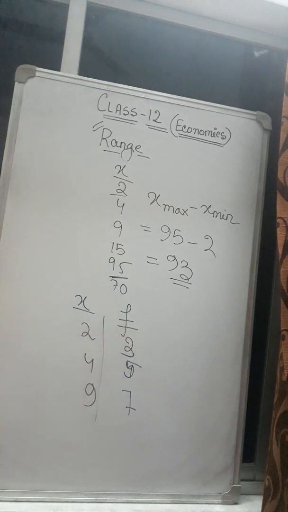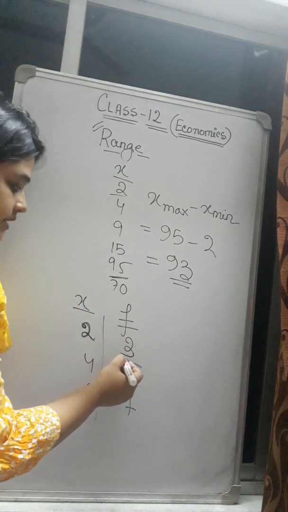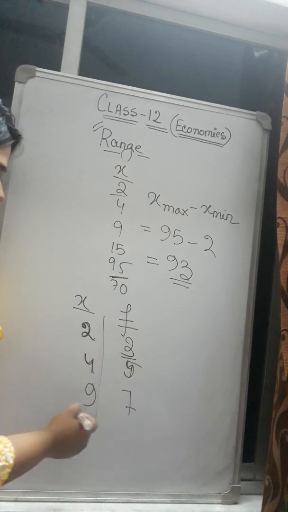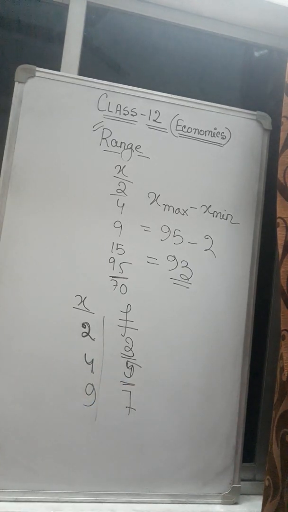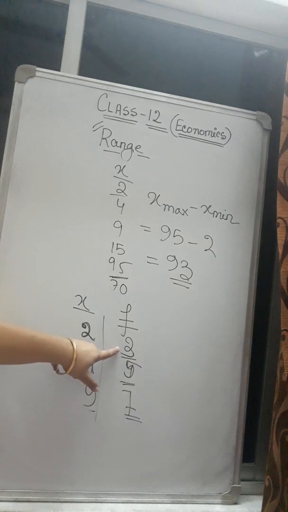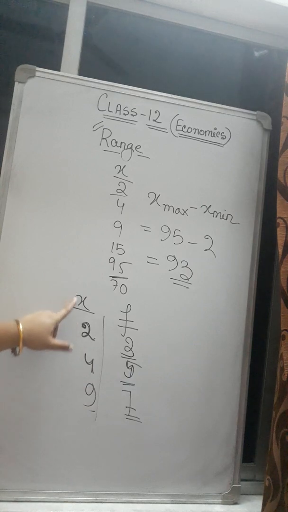And frequency means the number of times that they occur. So 2 is a mark in maths which occurred how many times? 3 times. That means 3 students got this mark. Then 4 is the maths mark. How many times did it occur? 5 times. So 5 students got 4. And 9 is the highest mark out of 10, which 7 students have got. So frequency tells you the number of students, or the number of times the variable takes this value.